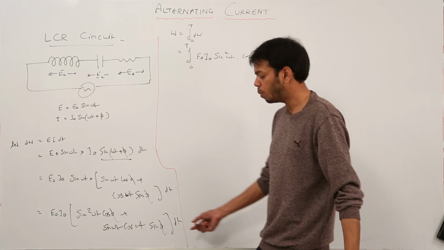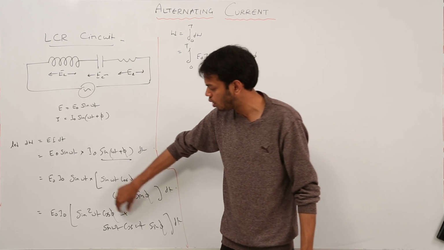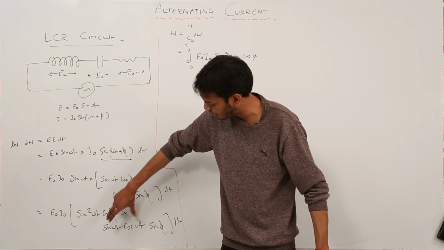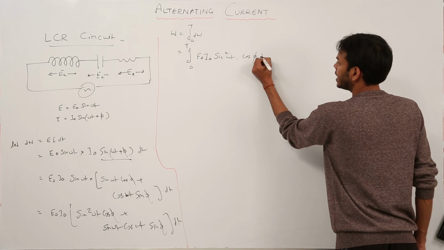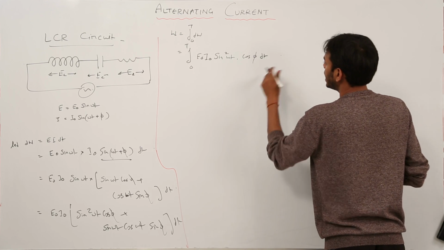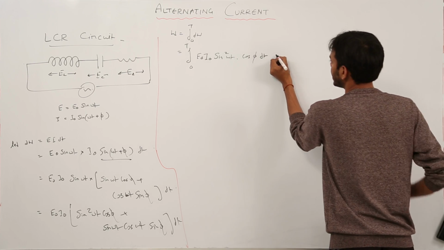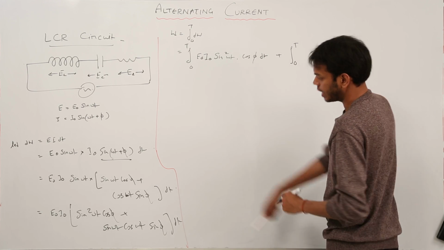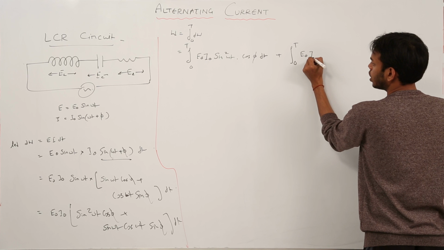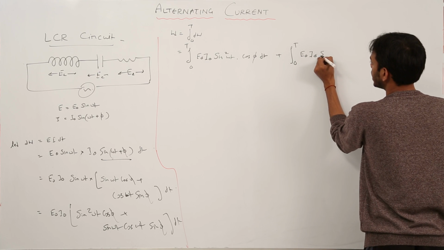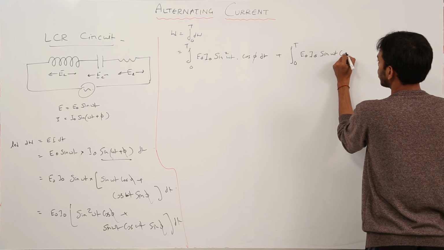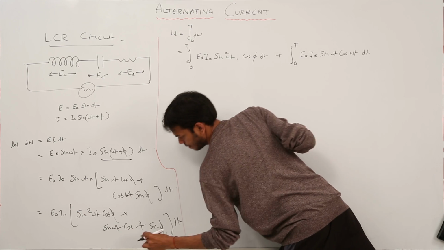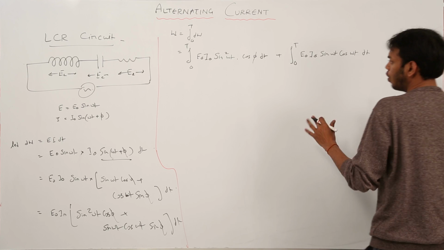And do you mind if I also multiply dt right now? Basically you are multiplying this E naught I naught with this term and dt also, same way with this term. So I'll have dt here so that I can separate my integration here. 0 to t, this thing, E naught I naught sin omega t cos omega t dt, this term and this term. Okay. Now it is easy.